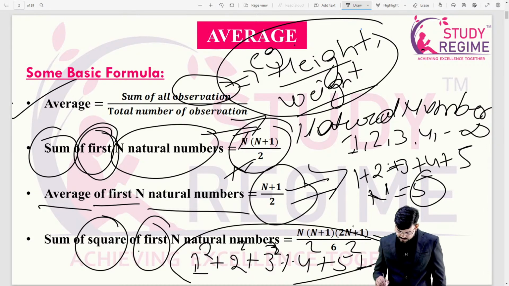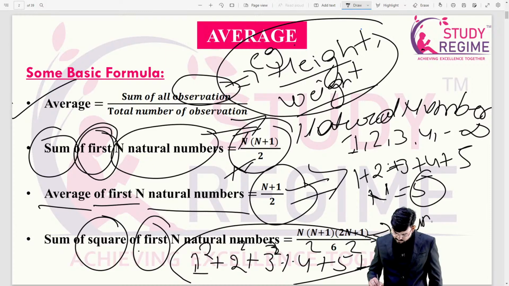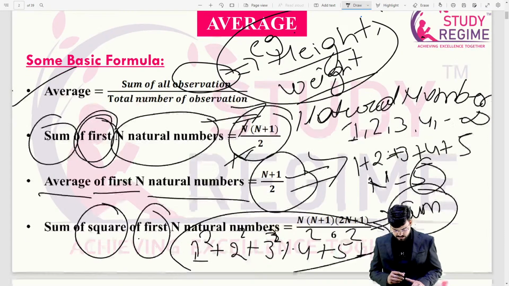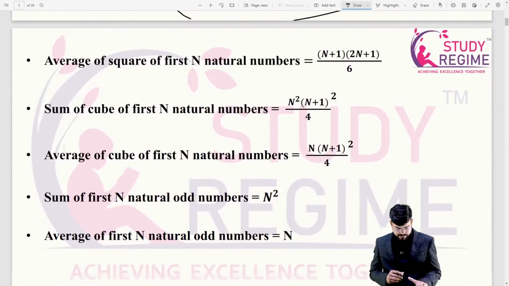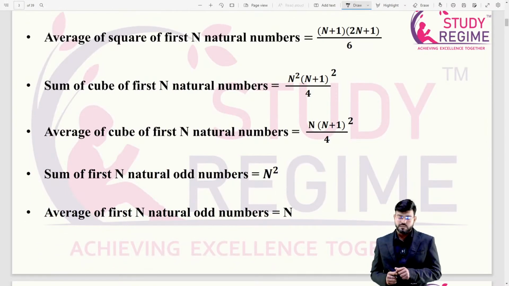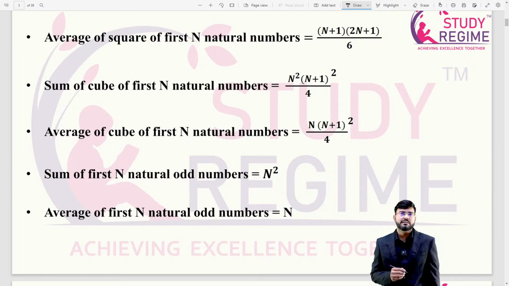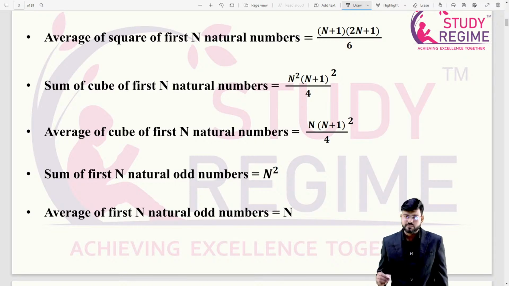So you will get the sum of these observations. Now if I want to find the average, again I have to use the formula: the sum of the observations upon the total number of observations. So here comes the average of the square of the first n natural numbers. Divide the above equation by n, so n in the numerator and n in the denominator cancel out. So you will get the formula (n plus 1)(2n plus 1) by 6.